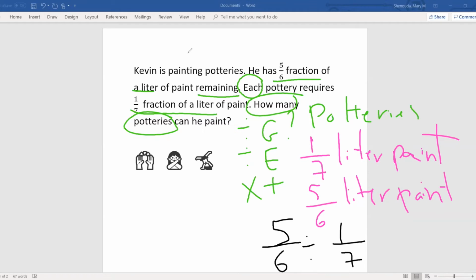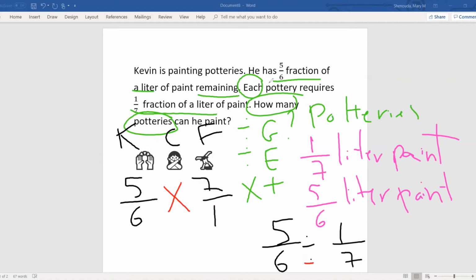To divide fractions, we're going to use the strategy keep, change, flip, known as KCF. We're always going to keep the first fraction. We're not going to do anything with it. We're always going to change the division to multiplication. And we're going to flip the second fraction, and it's always the second fraction.